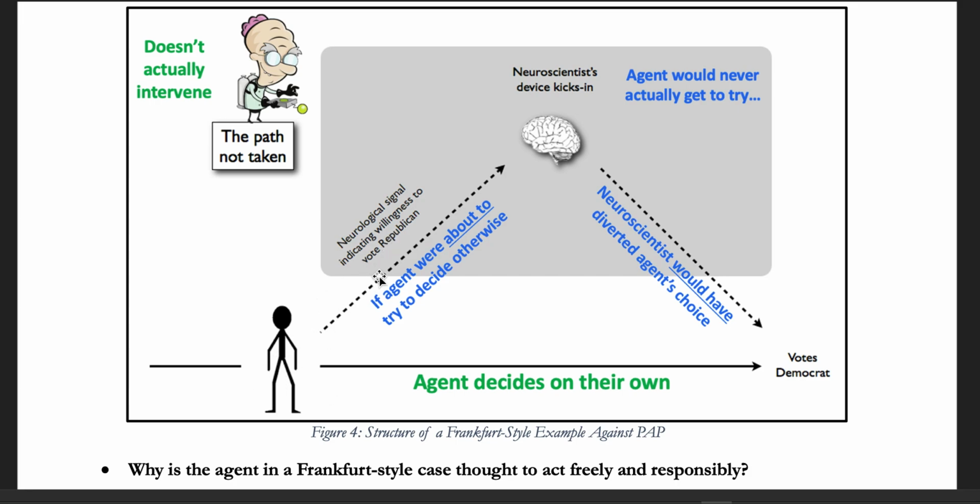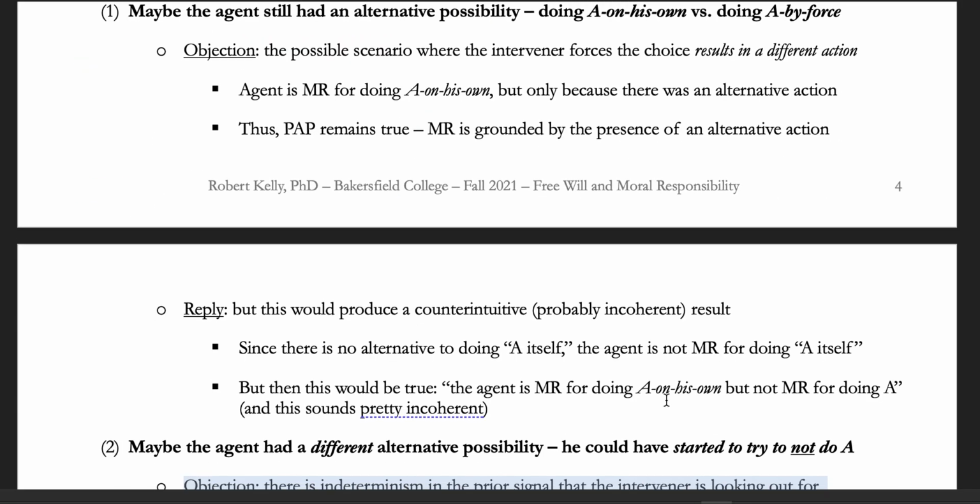You could have started to try, right? You could have initiated this signal. You could have blushed, right? Or your neurons could have done something else. And you could have been about to try to do something else. And that's different than just the agent doing the decision on their own.